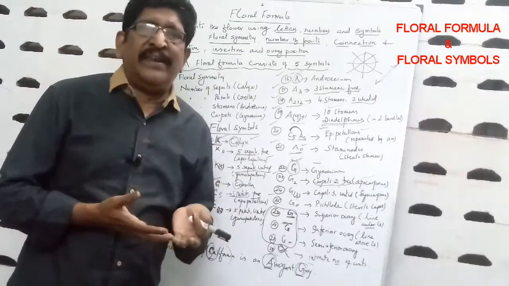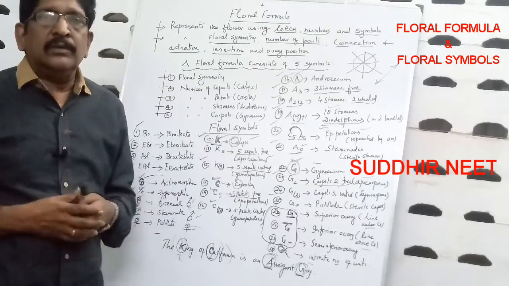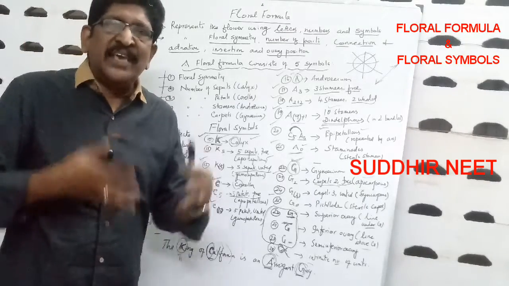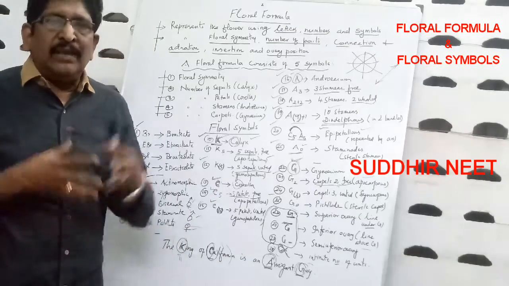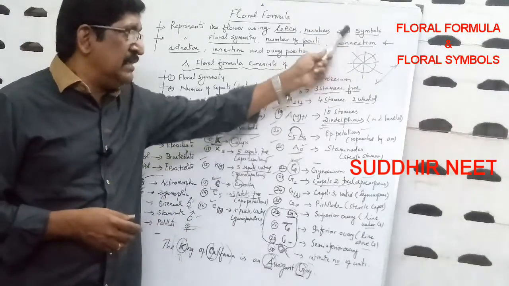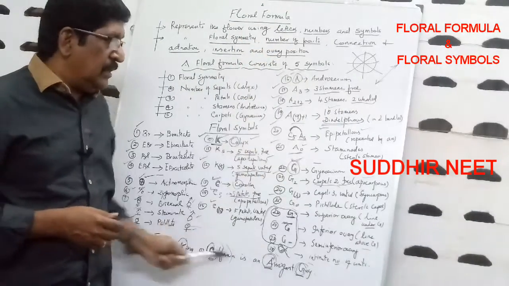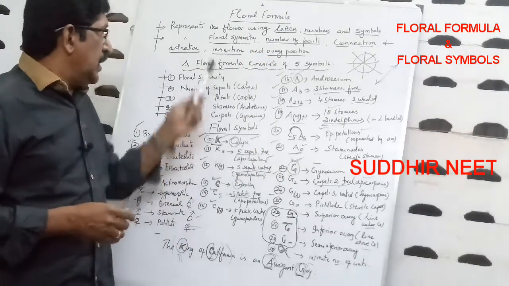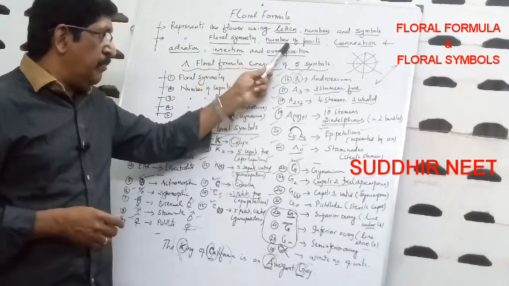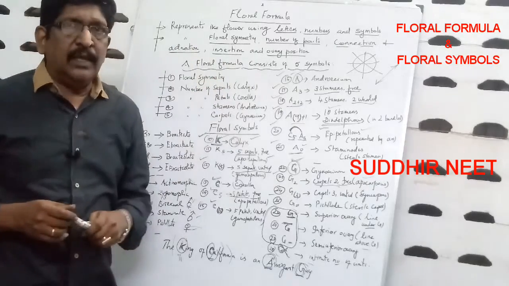How many sepals are there in a calyx whorl? 5 or 10 or 3 or 4. And then how many petals are in the corolla? How many stamens in the androecium? The number of pistils or carpels in the gynoecium. Then symbols. We use many symbols in the floral formula. Let us take them up separately. The floral formula represents the floral symmetry, number of parts, connection, adnation, insertion and ovary position.